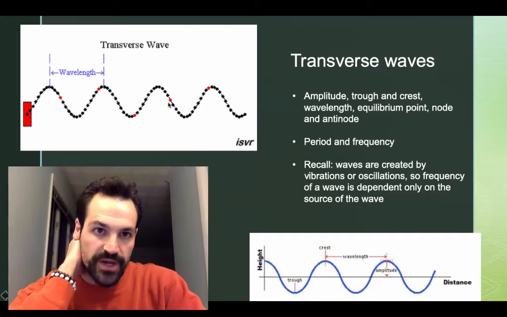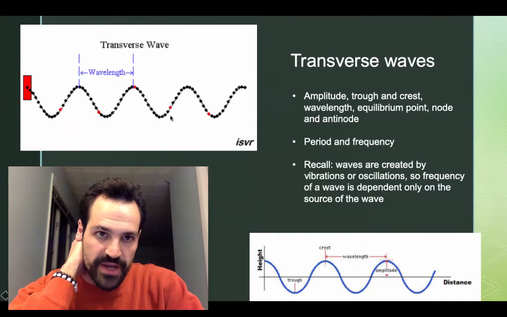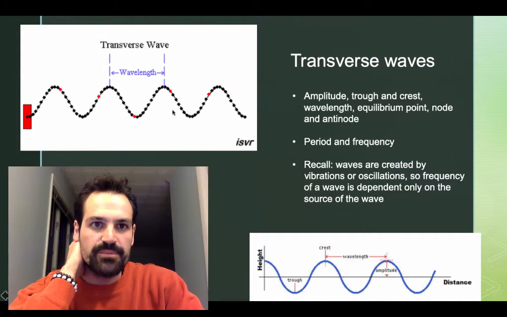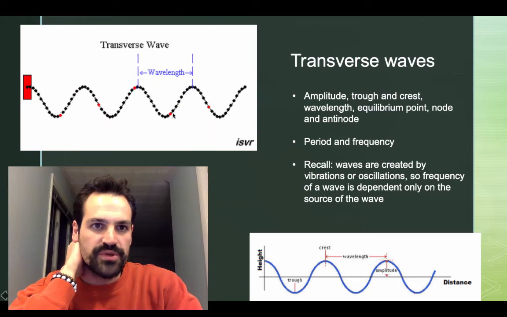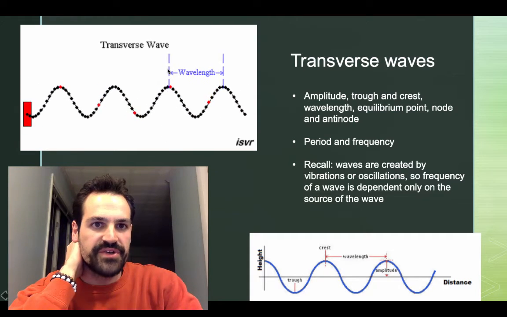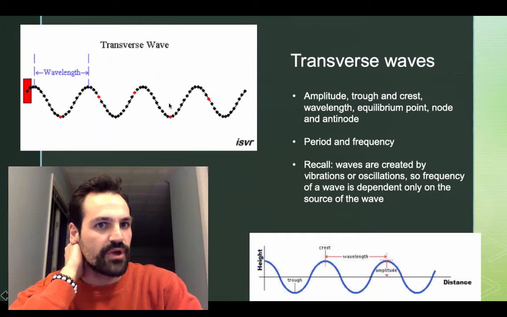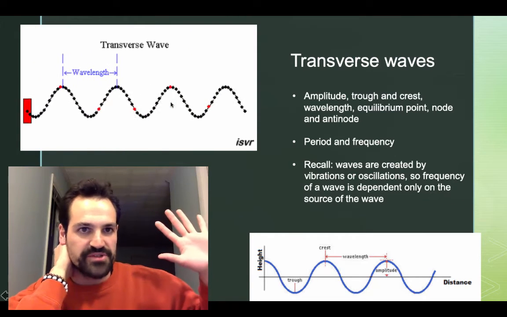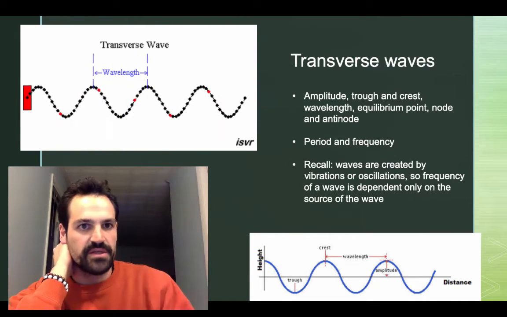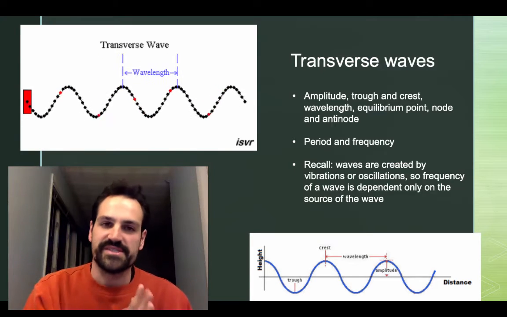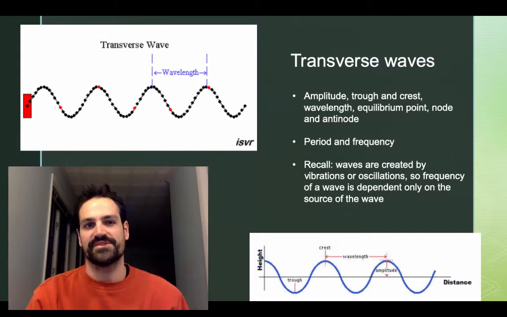The other thing I want to point out is notice this red dot. If you pick any point on a wave, that point just oscillates up and down. It doesn't move left and right at all. If I leave my mouse pointer there, you can see the red dot keeps going up and down at the same exact point every single oscillation.